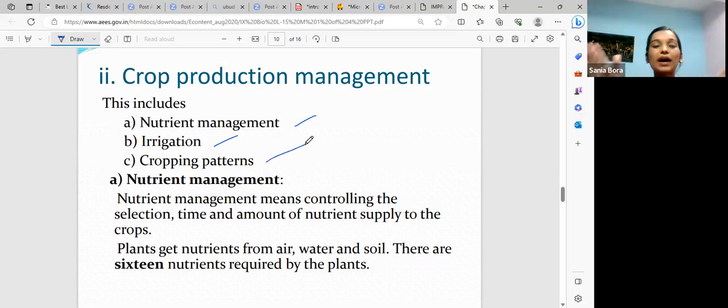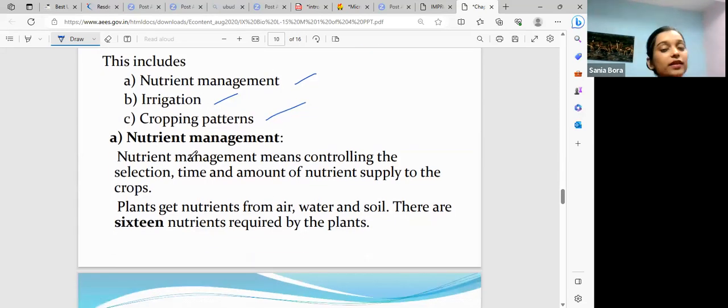See, management doesn't mean you need to only study. It includes revision, it includes test series, as well as the other part: the test series, revision, your timetable, everything. So crop production management: nutrition management, irrigation, and cropping pattern. Okay, so let's just understand nutrition management.